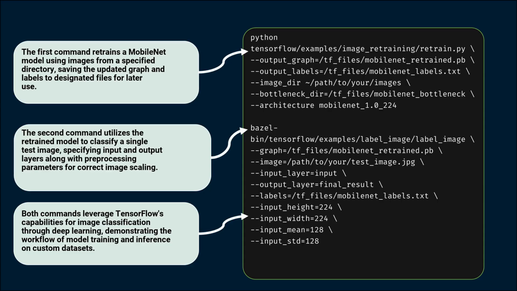Now let's take a look at how we can evaluate our retrained model's performance using another command. This script helps us test the model by classifying a test image, using the previously specified model graph and labels. By examining this output alongside confidence scores, we can gain insights into the model's performance, enabling us to fine-tune our training parameters for better results.